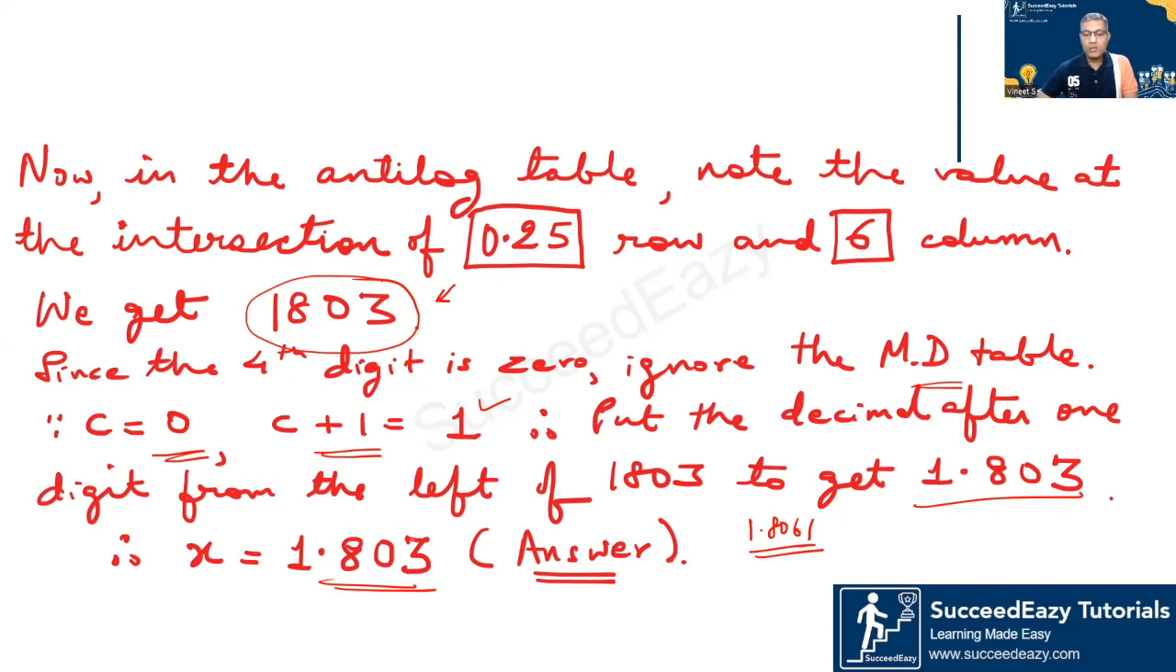And using the log tables, we got 1.803. That is pretty close. The difference is coming at the third decimal digit, the thousandth digit: 0.003. That is the kind of difference that is seen, so it is pretty close. All right, let's move on.